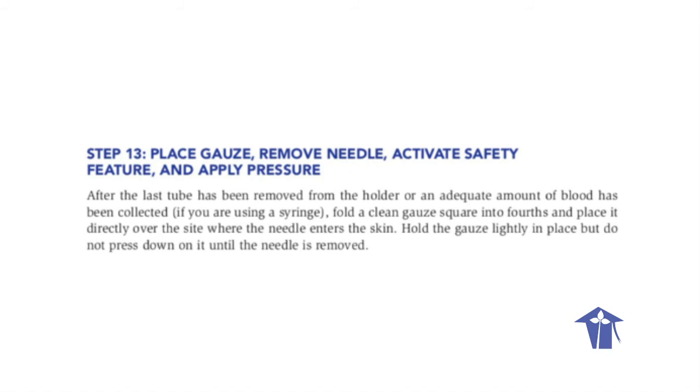Step 30. Place gauze, remove needle, activate safety feature, and apply pressure. After the last tube has been removed from the holder, or an adequate amount of blood has been collected if you are using a syringe, fold a clean gauze square into folds and place it directly over the site where the needle enters the skin. Hold the gauze lightly in place, but do not press down on it until the needle is removed.